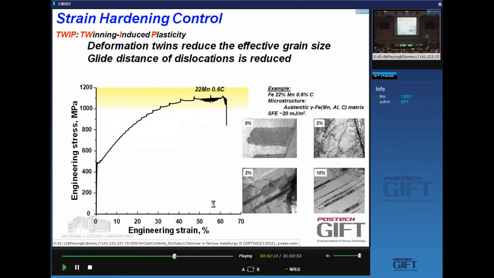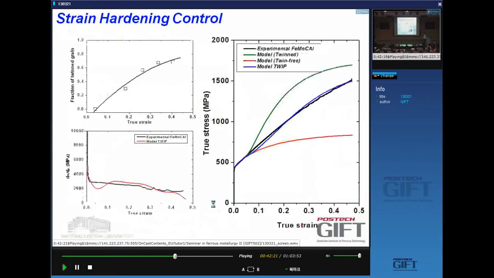These are some examples here for the TWIP steels. You can get 1000 megapascal. Elongations are very high. You can follow the process of twinning in microscopes. We can also look at it theoretically using a constitutive equation, and if this is the stress strain curve you just saw, the nice thing about having a constitutive equation is that you can switch on and switch off the twinning, and you can see what would happen to this stress strain curve if I could switch off the twinning. Well, this would happen.